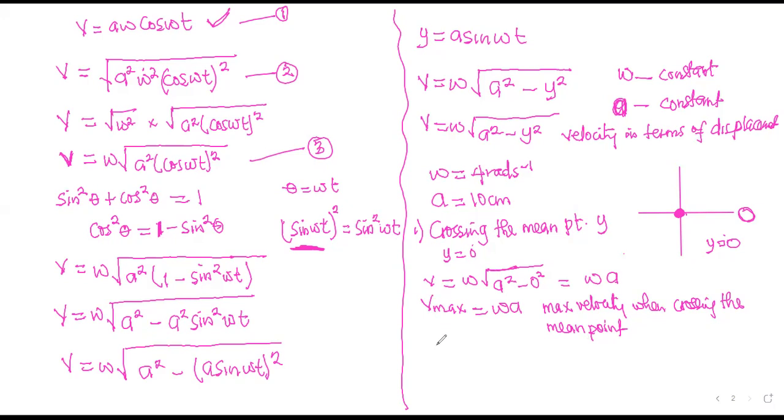So the velocity when crossing the mean point will be equal to omega, which is 4 radian per second, times the amplitude, which is 10 centimeter. So the velocity when crossing the mean point is 40 centimeter per second, which is also the same as 0.4 meter per second. So this answers the I question. Class, are we okay with the solution? Yes, sir.